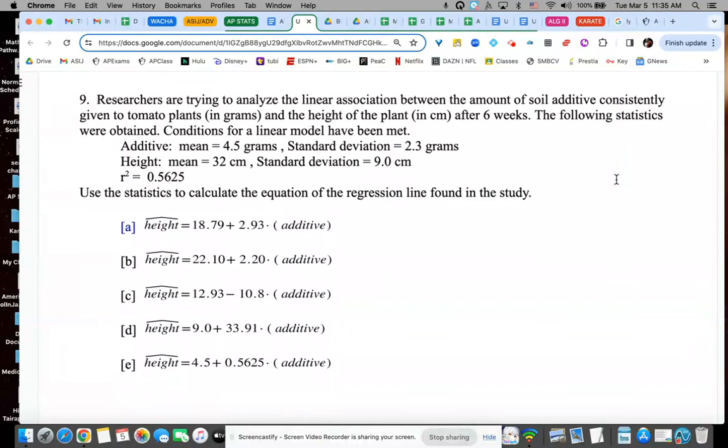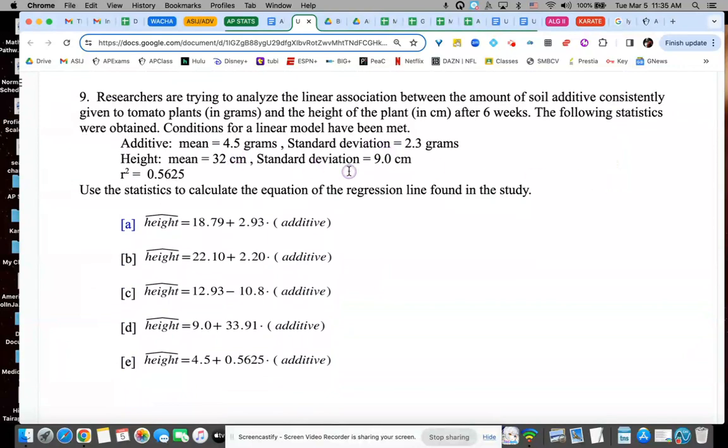Number 9. We have just some statistics here. And the point on this question is to use the formula R times Sy over Sx to get your slope. That is the key to this one. And that will give us our regression slope. So they give us our standard deviation in the x. They give us standard deviation in the y. Okay. So I'm using those.